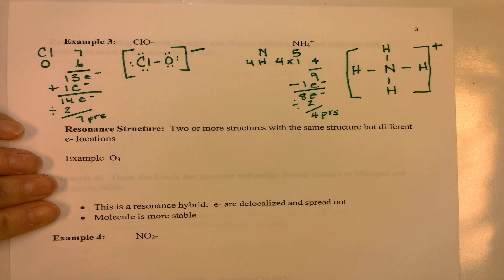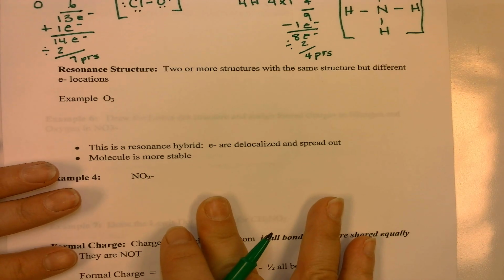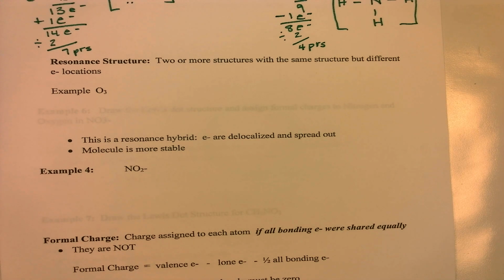Now lastly, we have resonance structures. Resonance structures are a little complicated, but they can show up on the test, and they show up in many different ways. I'm going to show you a couple of different ways that they can show up. Resonance structures are when two or more structures will satisfy the structure for one compound. Let me give you an example.